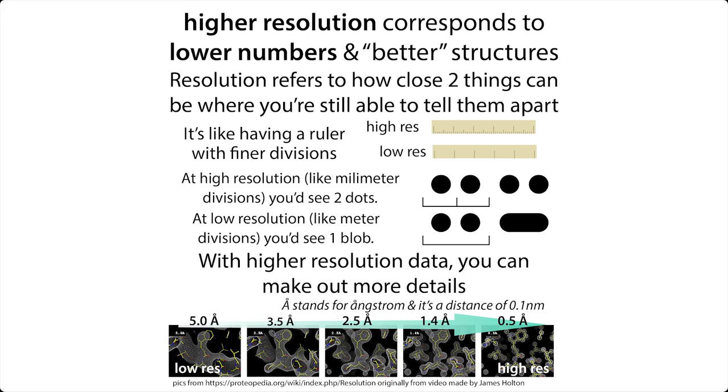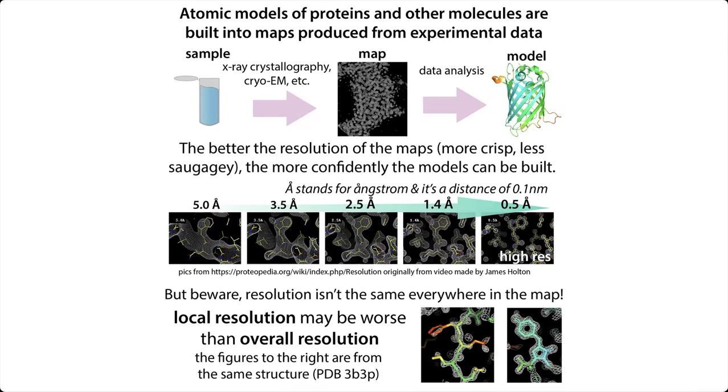And similarly, if you had like a 0.5 angstrom resolution, you could tell that 2 dots that were 0.5 angstroms apart. An angstrom is 0.1 nanometer, so that would be 0.05 nanometers apart. You could tell that those were 2 separate things, 2 separate atoms, say. Whereas if you had a 5 angstrom resolution, then you couldn't tell that those were 2 different things. They kind of just blur together. So lower number is higher resolution is better. And the better it is, the better your map is, the more confidently you can build that model in.